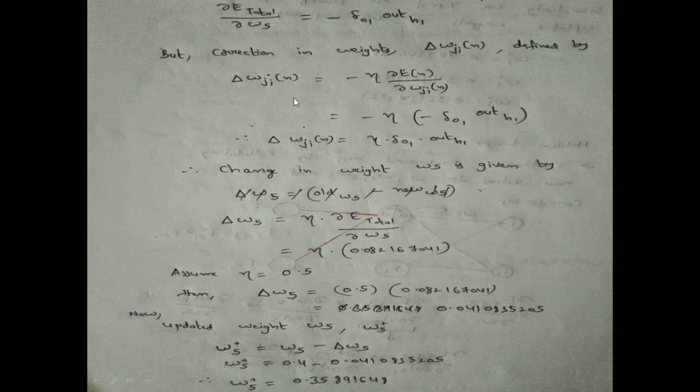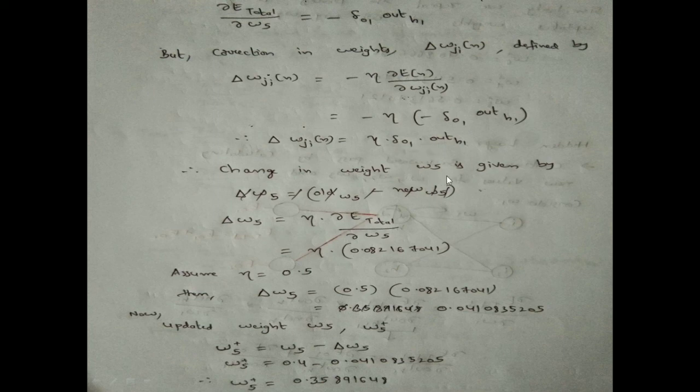But we know that the correction of the weights, that is delta Wji of n, is defined by delta Wji of n is equal to minus eta into ∂E of n by ∂Wji of n. So minus eta into, what is the value of this one? This one is minus delta at output neuron 1 into output value of the hidden neuron 1. So delta Wji of n is equal to eta, the learning rate parameter, into delta of the output neuron 1 into the output of the hidden layer neuron H1. So finally, the change in the weight of W5.